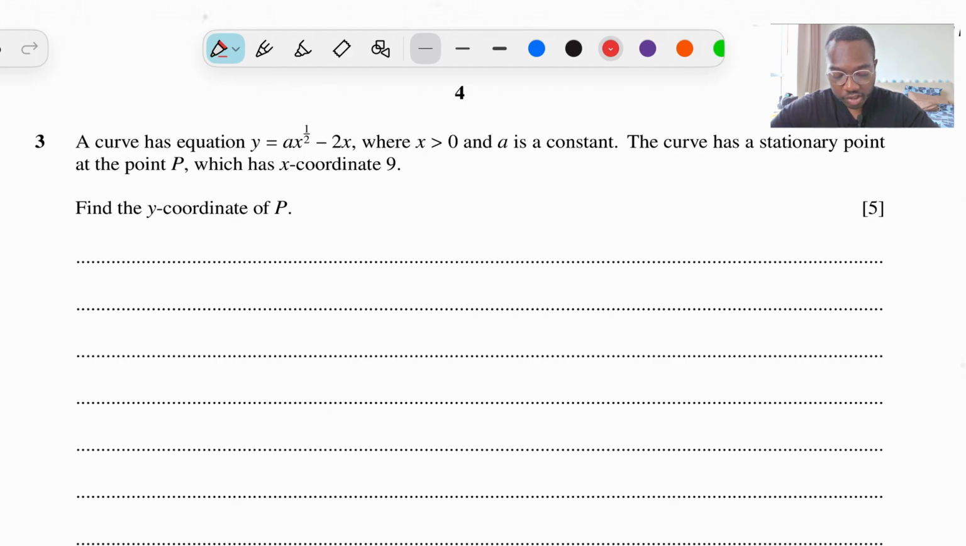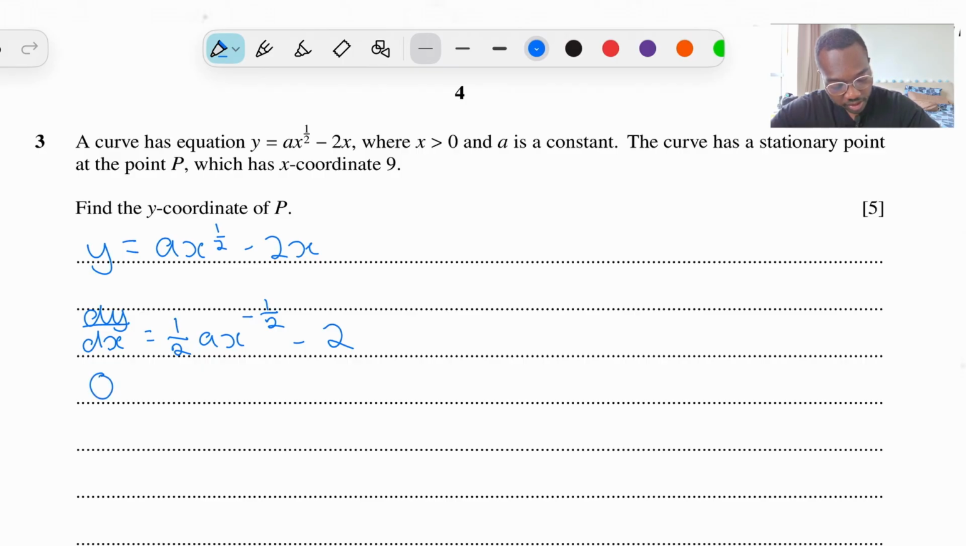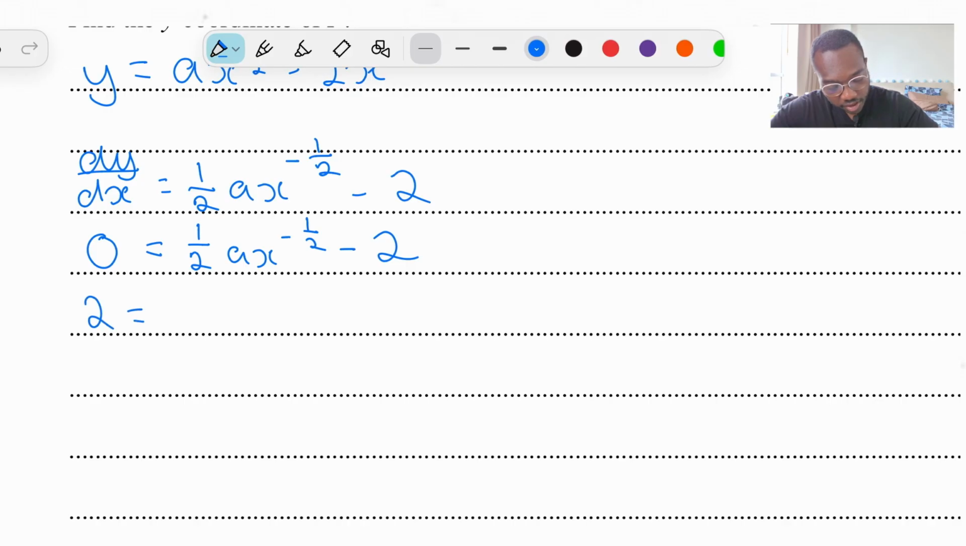So first things first, let's differentiate this. We start off with y is equal to ax to the power of a half minus 2x. If we differentiate that, we get dy over dx. Now, what would that be? Well, we would get a half ax to the power of minus a half, and then we get a minus 2, okay? Now, we know that's a stationary point, so we can make dy over dx equal to 0. So therefore, we're left with 0 is equal to a half ax to the power of minus a half minus 2. Okay, and then we can bring that 2 to the other side, so we get a half ax to the power of minus a half equals 2.